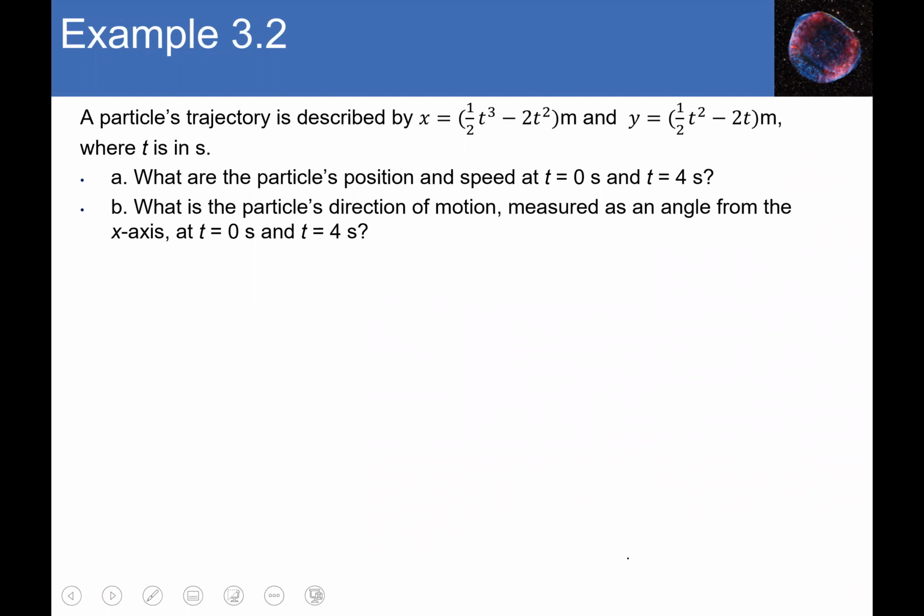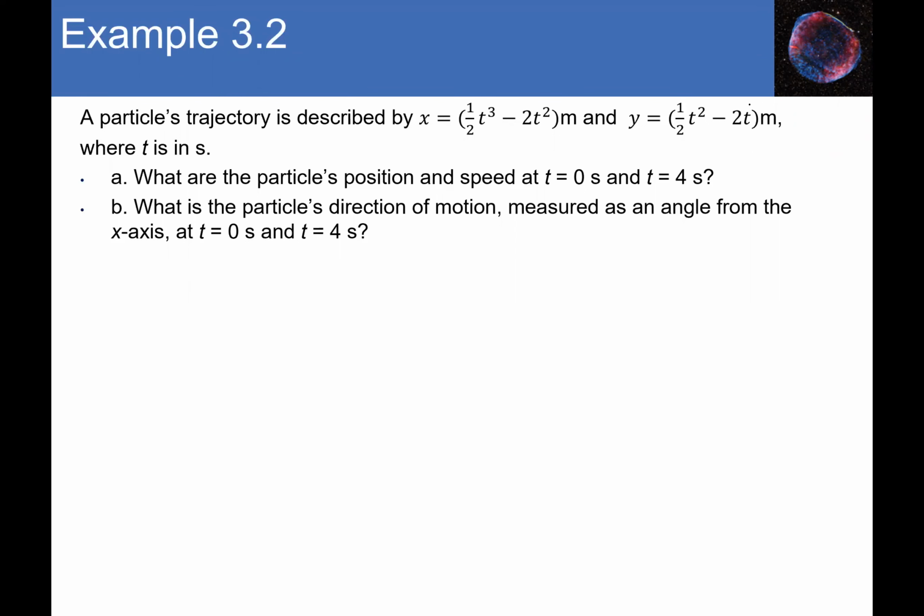All right, here's one more example. We have a particle's trajectory described by the two functions x and y. x is 1/2 t cubed minus 2t squared, and y is 1/2 t squared minus 2t, each in meters, where everything is in meters and t is in seconds. What are the particle's position and speed at t equals 0 seconds and at t equals 4 seconds? So we need to find that information.